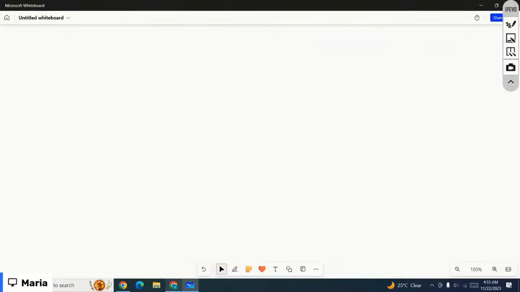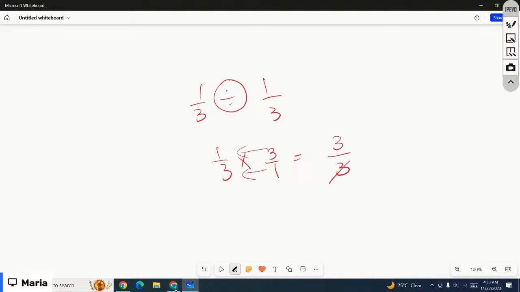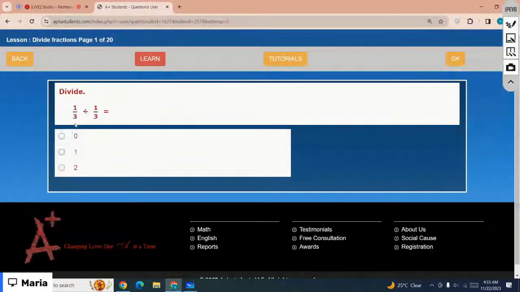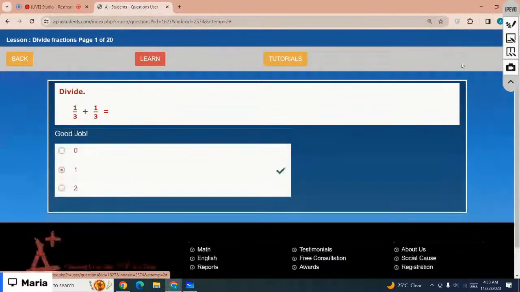1 over 3 divided by 1 over 3. We have already done this lesson. Just replace this division sign with multiplication. Take the reciprocal of the term, this would be 3 over 1. Multiply them, numerators and denominators. 3 times 1 is 3, 3 times 1 is 3, and you are left with 1. Got it? This isn't new. We have already done this one. The correct option is 1, right?